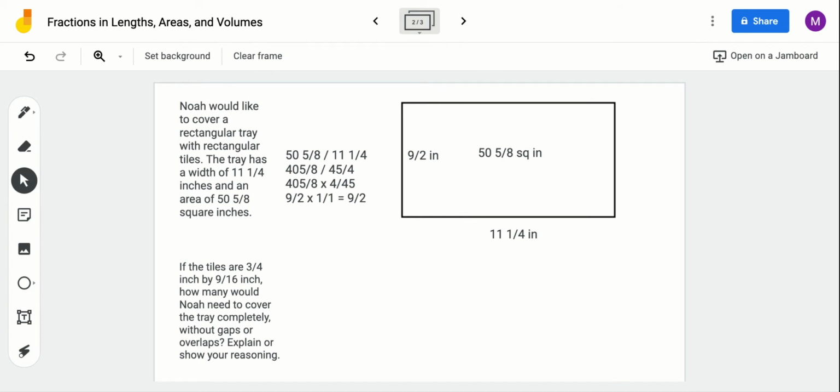Now we want to be kind of strategic how we lay the tiles. They're 3/4 of an inch on one side, 9/16 of an inch on the other side. So since this is already fourths, I'm going to decide that the 3/4 inch side of those rectangular tiles is going to go on this side, and the 9/16 side of those rectangular tiles is going to go on that side. So if I was going to draw this out, my little tiles, this side is going to be 3/4 of an inch. This side is going to be 9/16.